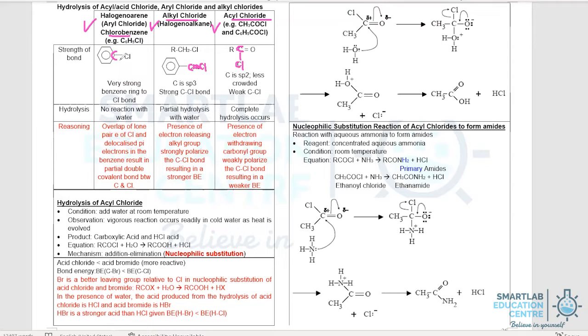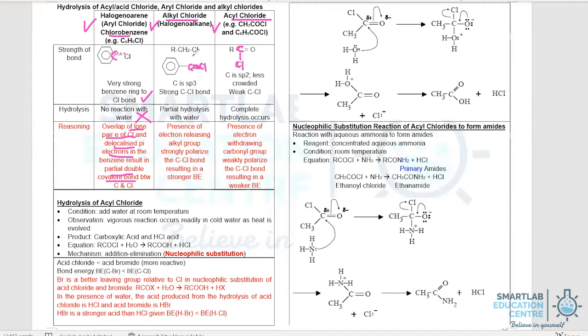And we do note that the C to Cl bond in your chlorobenzene is the highest, given the fact that the lone pair electron of chlorine overlap with the delocalized pi electrons in benzene, resulting in partial double covalent bond between the C and Cl. So this is in actual fact the strongest. If it has the strongest bond, then therefore you will find that it's very difficult for it to undertake any nucleophilic substitution, and hence it does not undertake any hydrolysis reaction with water molecules.